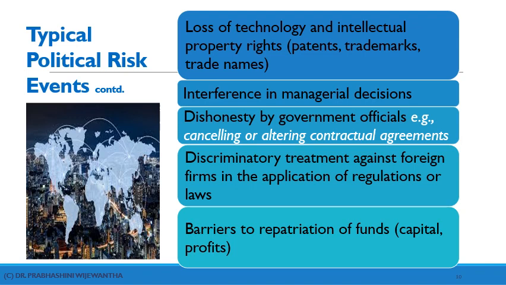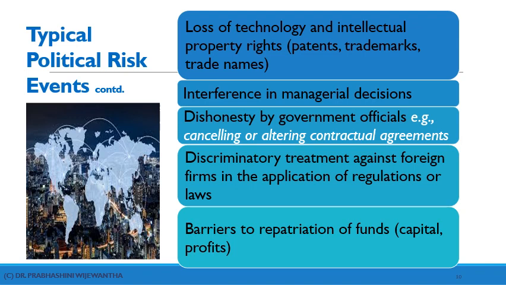These officials may sometimes ask for bribes or require the companies to support their corruption efforts. And sometimes if these companies do not agree with these dishonest demands, they may go to the extent of cancelling the contractual agreements between the government and the company, or they may try to alter or amend the contractual agreements in such a way that the company will find it unfavorable.